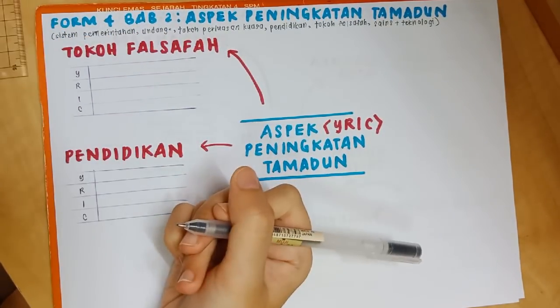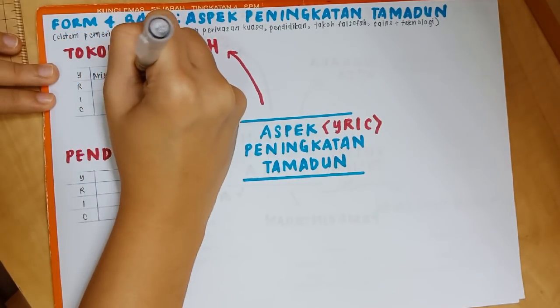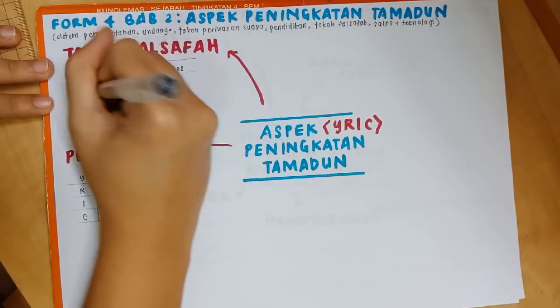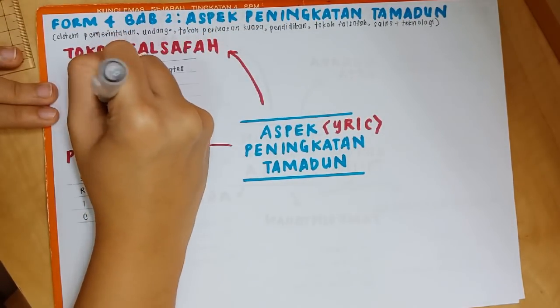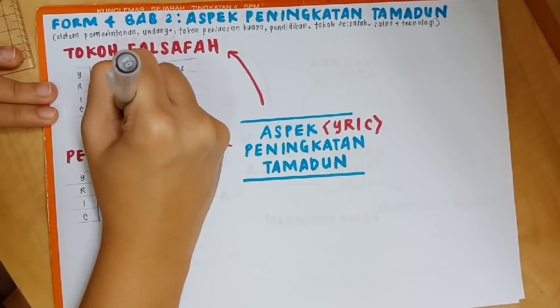So the Tokoh Falsafah for Yunani are Aristotle, Plato, and Socrates. And then for Rome, we have Zeno. For India, they bersumber Kitab Veda. There is no actual Tokoh Falsafah. For China, we have Lao Tzu and Mozu.